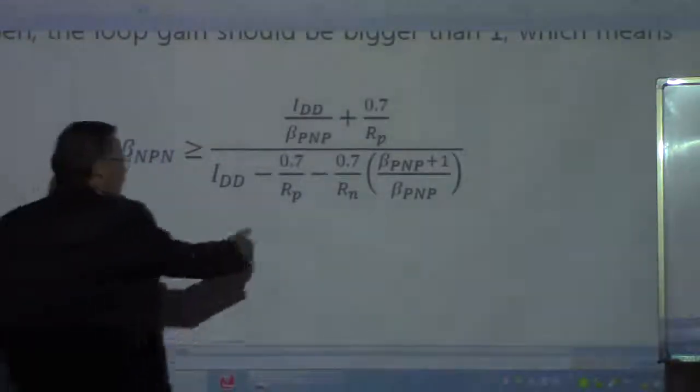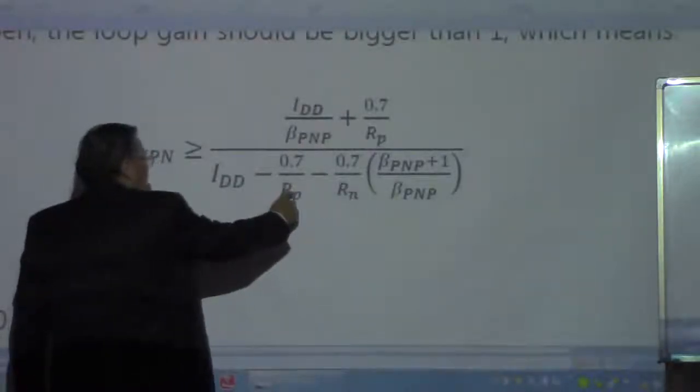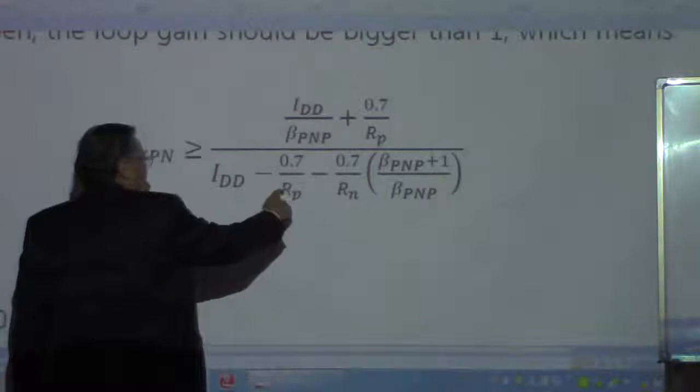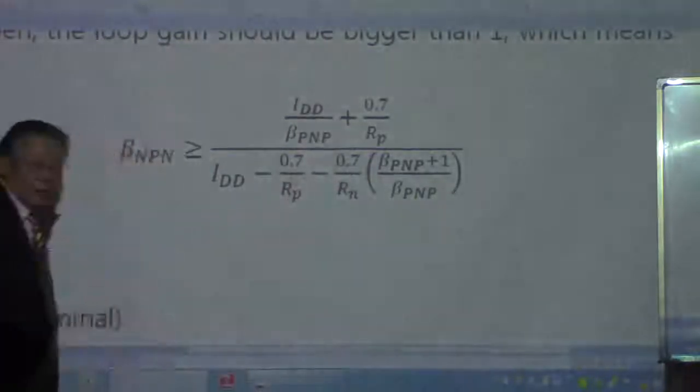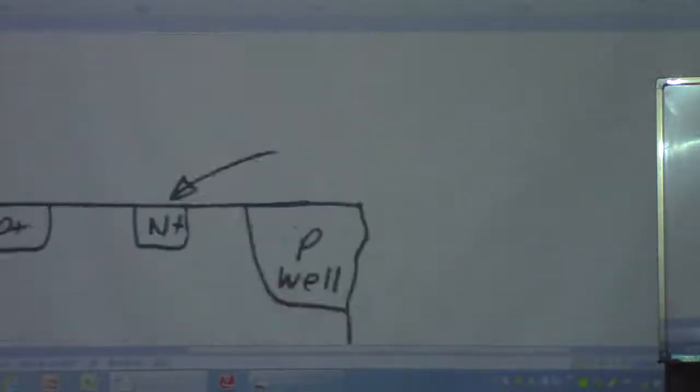If RP is big and this number... let me see how it goes. RP should be small, isn't it? RP should be small to make this whole thing big. And if the thing is big, then this latch-up criterion is not going to be met. Okay, let's go back.